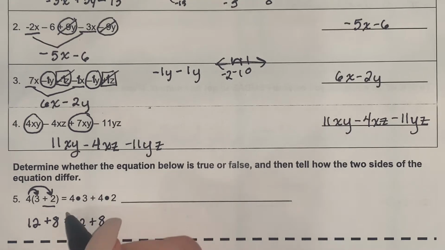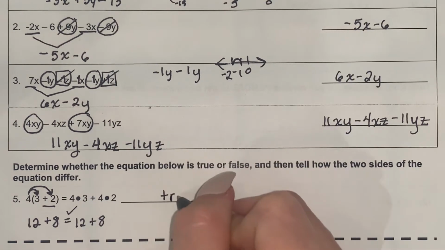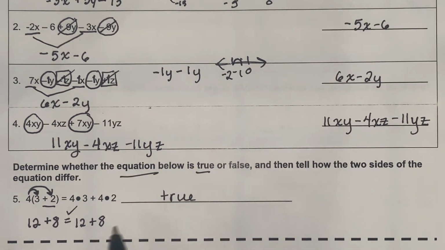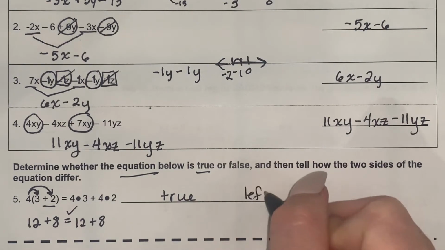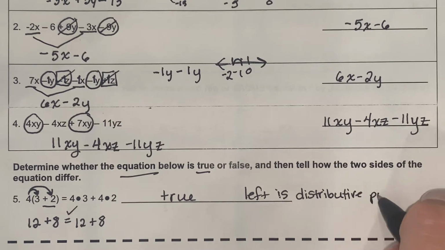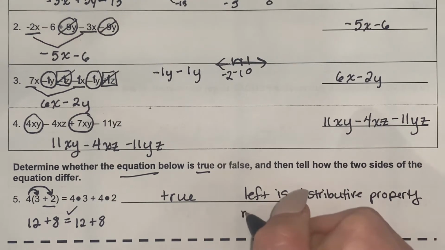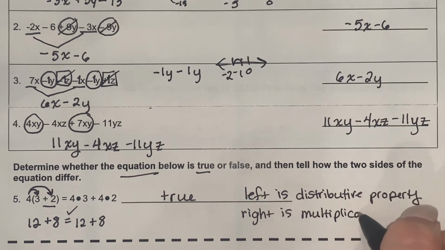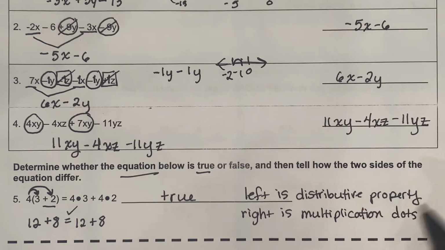So we can see here that both sides of the equation are the same, so that is a true equation. It's only a true equation whenever both sides are equal. And the difference is that the left is distributive property, and then the right is multiplication dots. We use dots instead of X's for multiplication because once you get into algebra, sometimes you can't tell the difference between a multiplication X or whether it's an X for the variable.